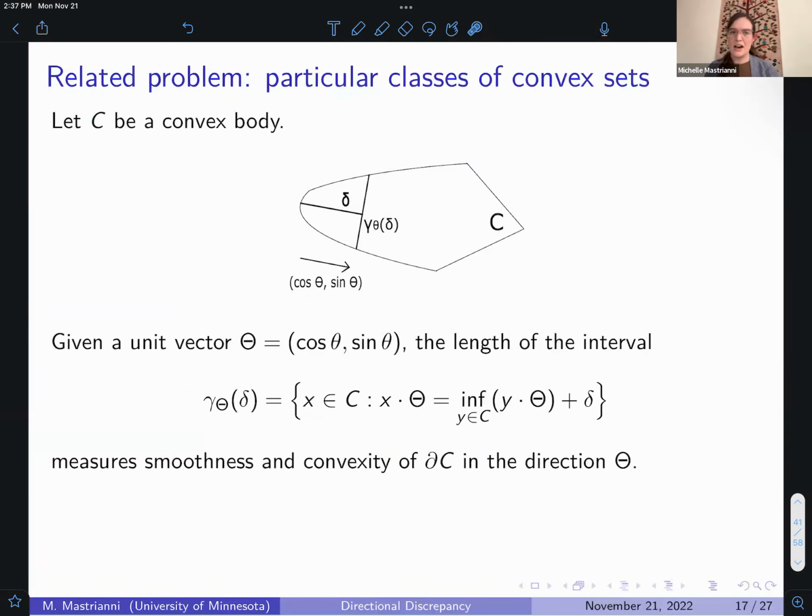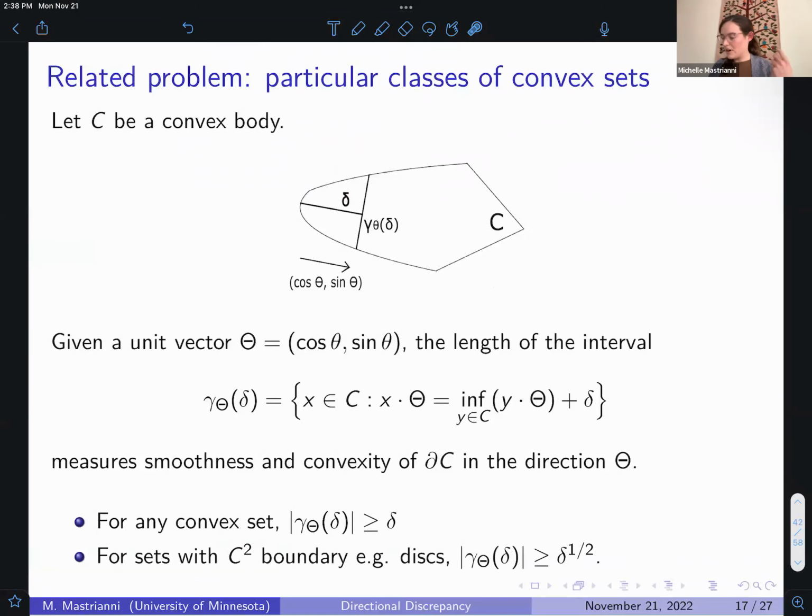Okay, so there's this related problem that was studied last year by Brondolini and Travaglini, and it has to do with studying the discrepancy of particular classes of convex sets with certain smoothness properties of the boundary. If you have a convex body, the smoothness properties are measured via the length of this chord. So given a direction, you take the tangent or orthogonal line to that direction, move it inside the convex body by delta units, and then measure the length of the resulting chord.